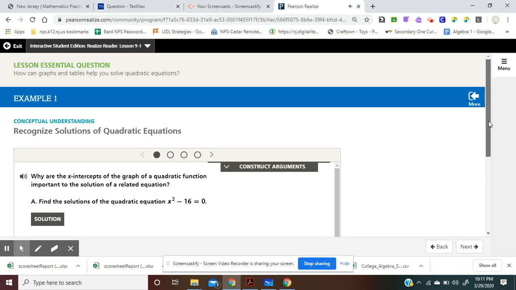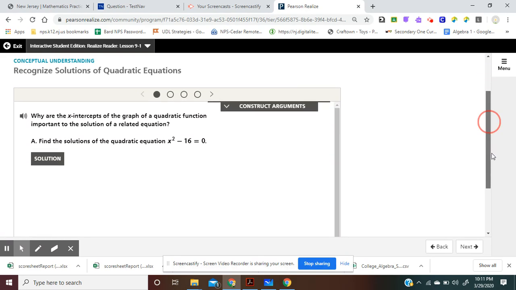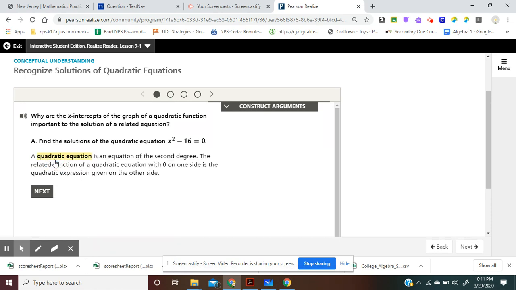So in order to find the solution, it's very important that, first of all, one side of the equation is equal to 0. So this is already done for us. And when one side of the equation is equal to 0, then our solution is simply our x-intercepts. So in order to find our x-intercepts, you're going to first need to graph the equation. And right here, we're just reminding you of the definition of a quadratic equation, where it's just an equation where you have that x squared term, so you have that second degree.